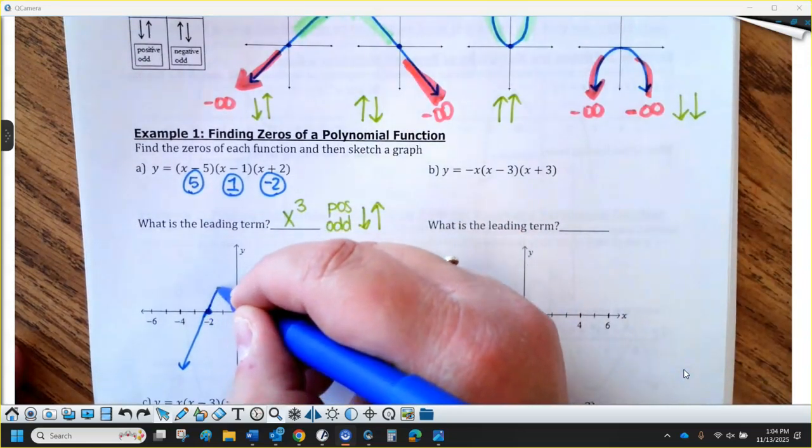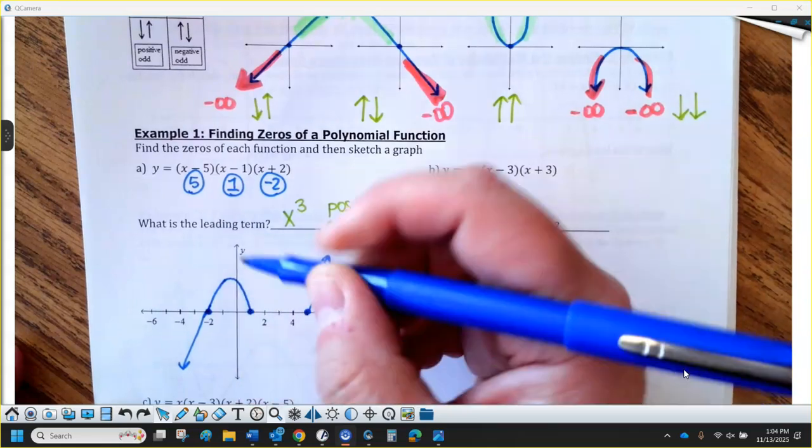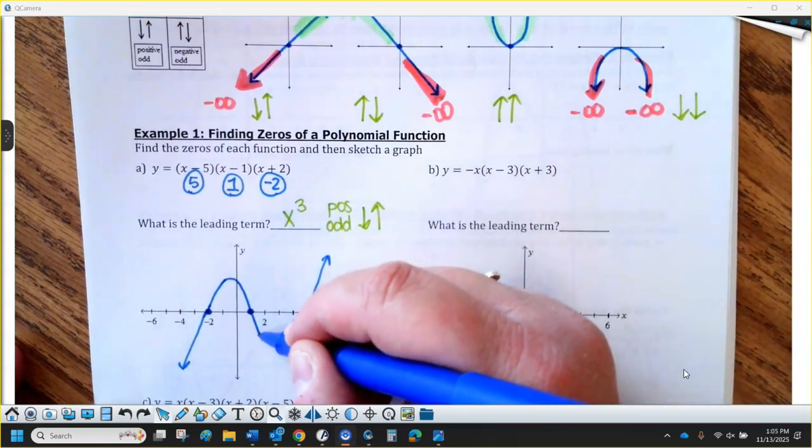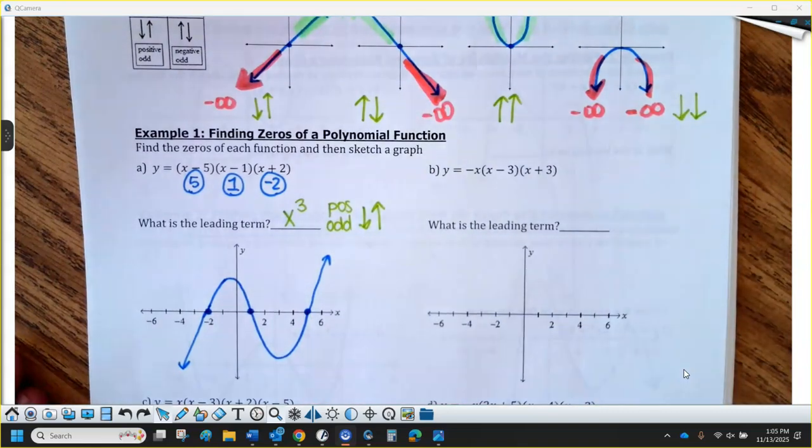So I'm going to go through the x-axis, but I know I have to come back down to go through the 1. Go ahead, go through the x-axis, and then you know you have to come back up to go through the 5. So it's just a sketch. It doesn't have to be perfect. I don't have labels on the y-axis. It's just something like that. As long as it's curved, you're good.